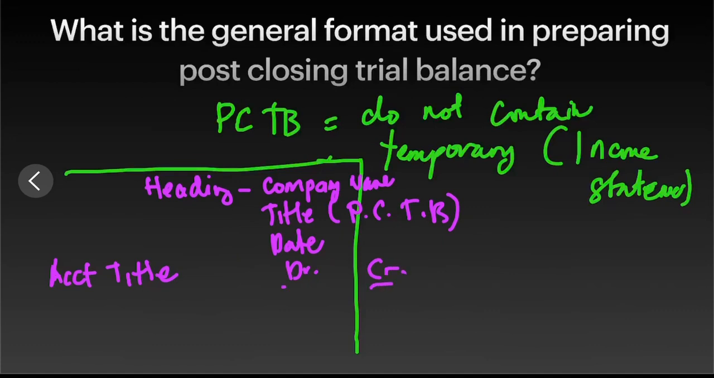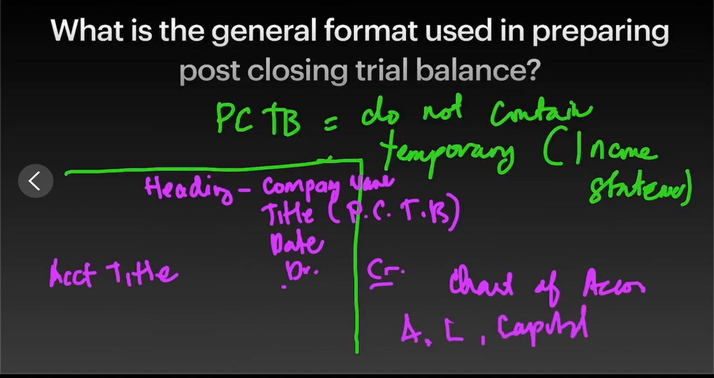Obviously you do not have to write the words debit and credit. You just make a presentation of a trial balance arranged according to the chart of accounts, where you first list your assets, followed by your liabilities, and then your capital account. And that is the common format being used in a post-closing trial balance. You have your heading and your details: account title, and the debit and the credit balance.